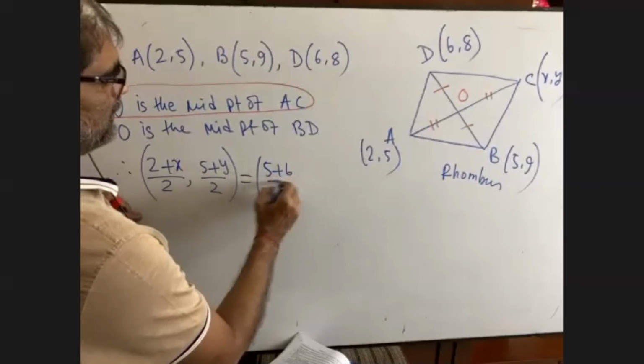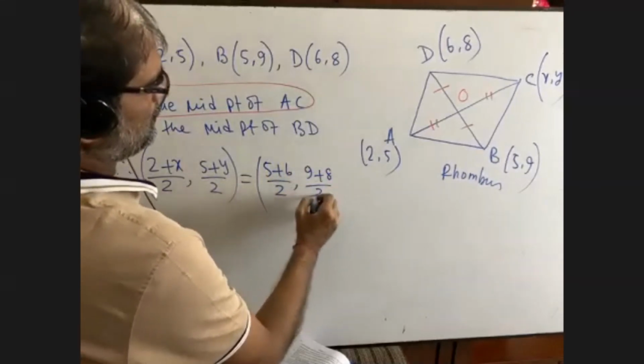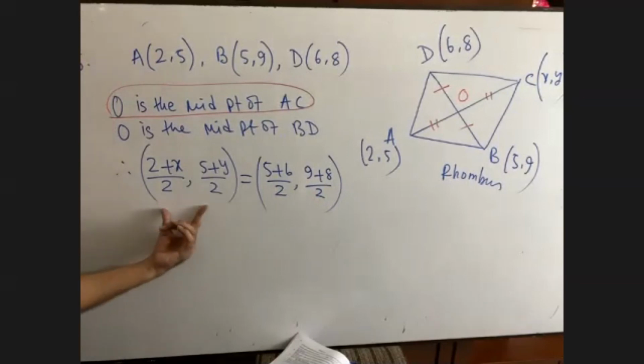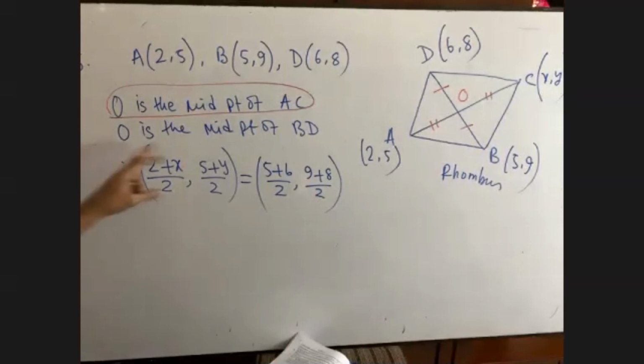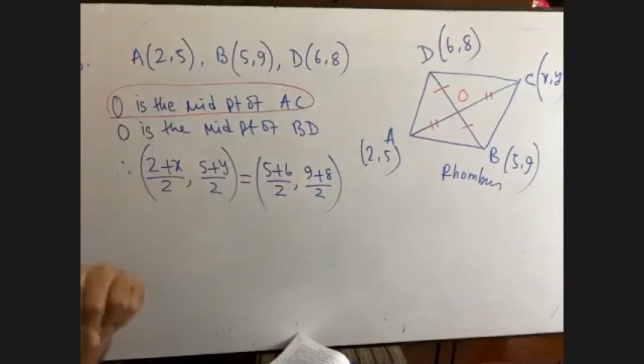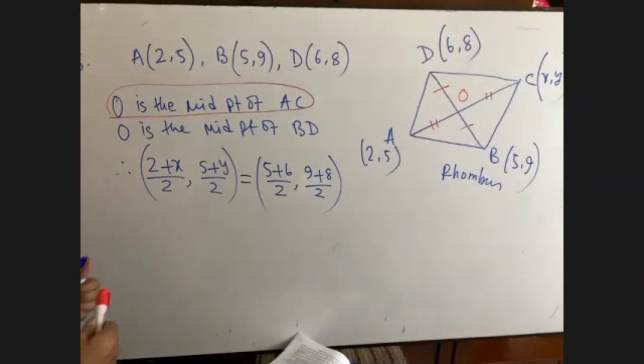5 plus 6 by 2, 9 plus 8 by 2. When O is the midpoint of AC, it is the coordinates of O. When O is the midpoint of BD, it is the coordinates of O. O is the single point. So they will be equal, right? Yes, sir.